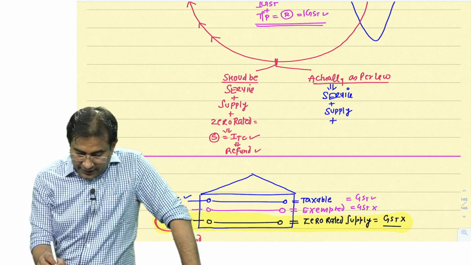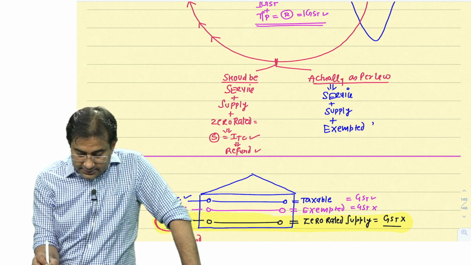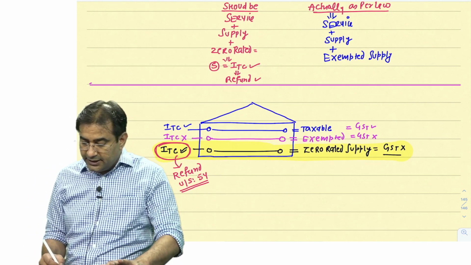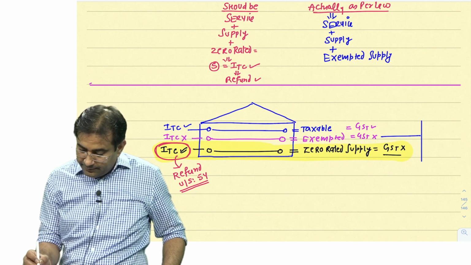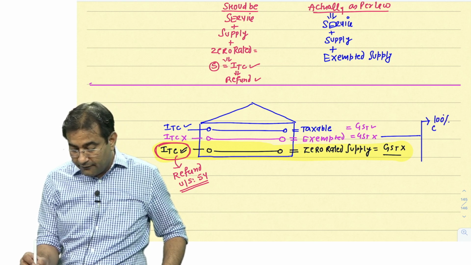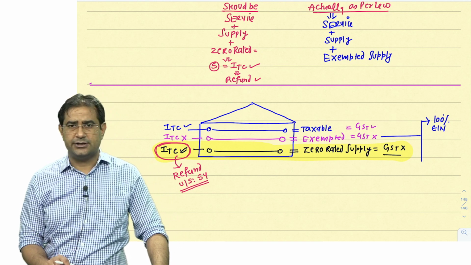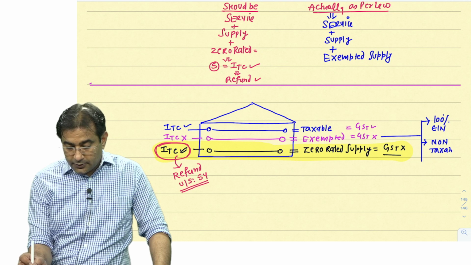But it will never be treated as zero rated supply. We will call it exempted supply. We have learned the definition of exempted supply. Exempted supply can be divided into three parts. First one is the supply falling under any 100% exemption notification. Second one is the supply that is non-taxable, and third one is nil rated.